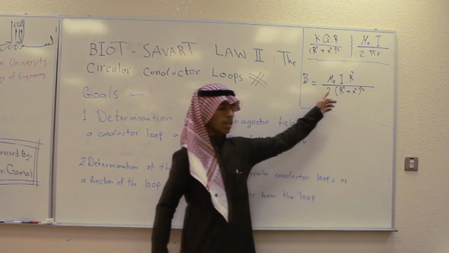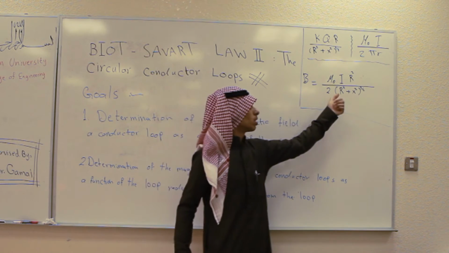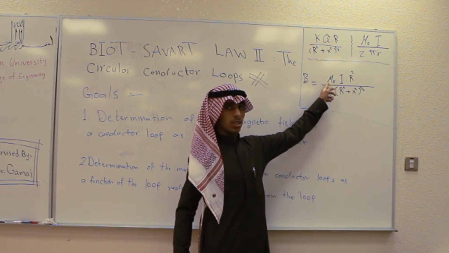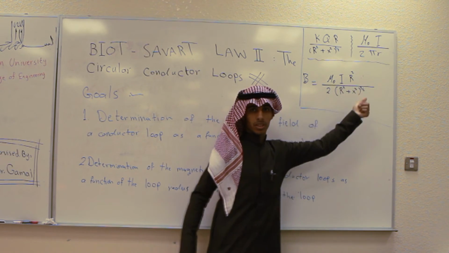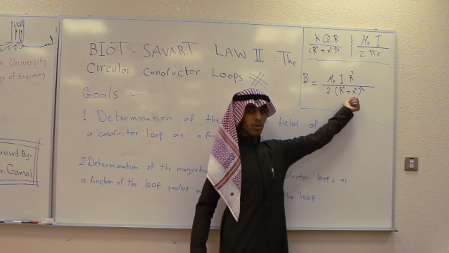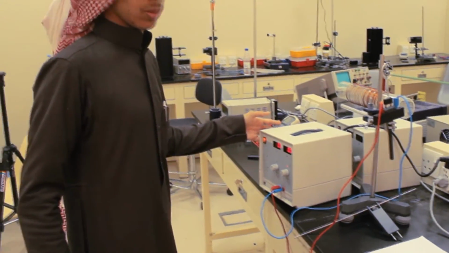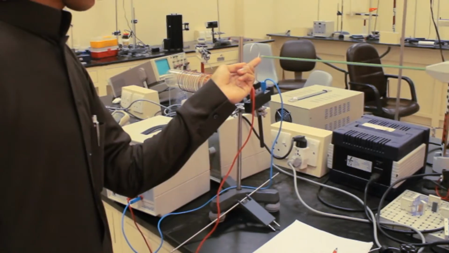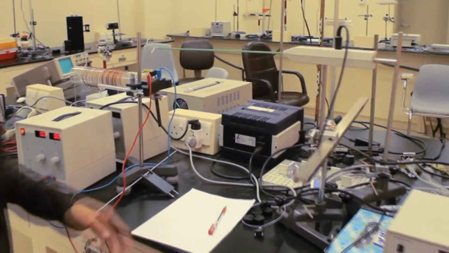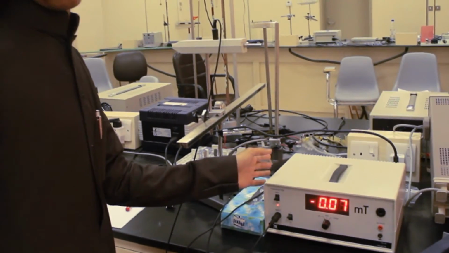Here we have 4 variables. We need to keep 3 of them constant and study one of them. We will keep permeability constant because in this room it will be constant, and the radius will be constant, and the distance from the Hall sensor to the center of the loop will be constant, and we will study the current. This is a power supply from which voltage comes out, and these are the loops, and this is the Hall sensor, and this is the B probe. And this is the Tesla meter which measures the magnetic field.